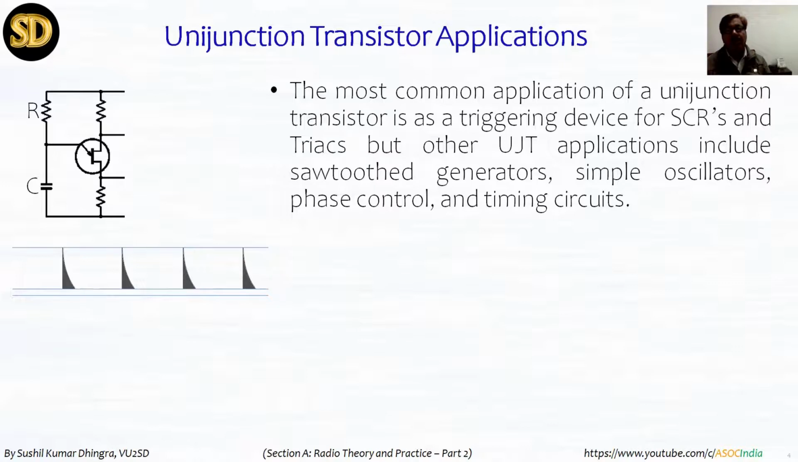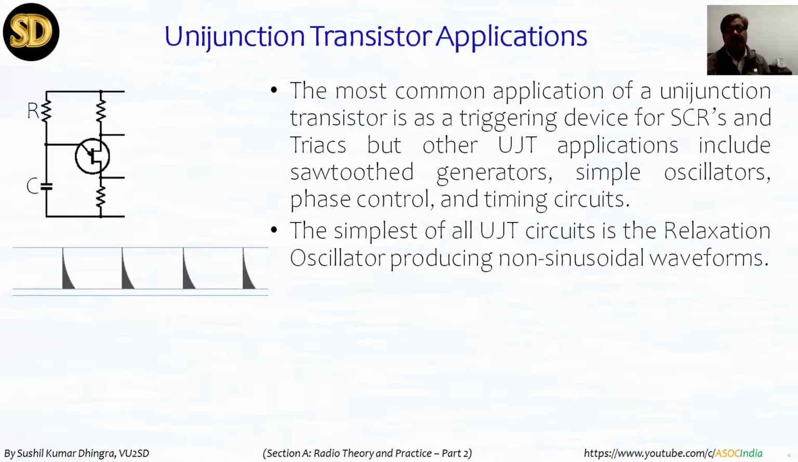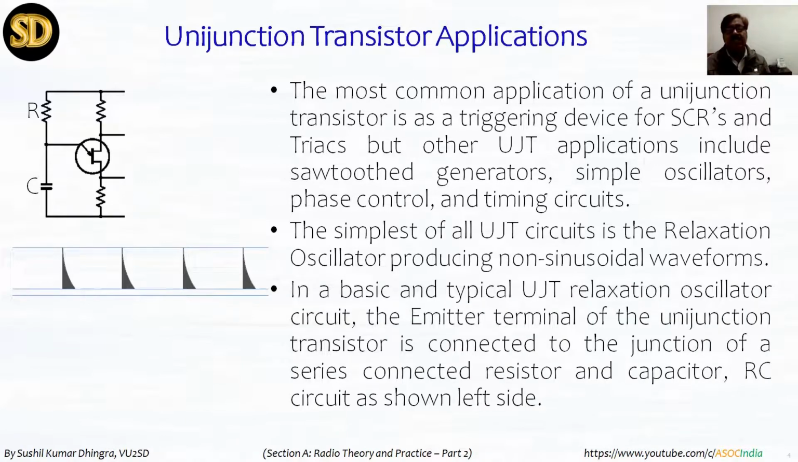This one is not dependent on any tank or tuned LC circuit; it is purely dependent on an RC circuit. So this is called the UJT relaxation circuit, and this is a non-sinusoidal waveform producer. This is the basic and simplest form, which is purely based on an RC circuit as shown on the left side.